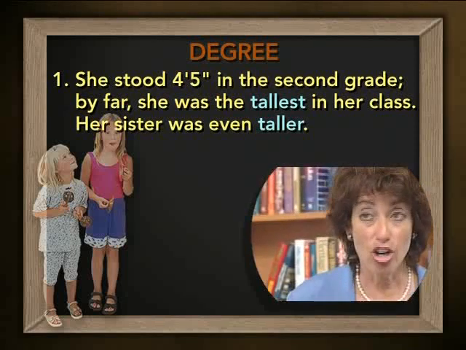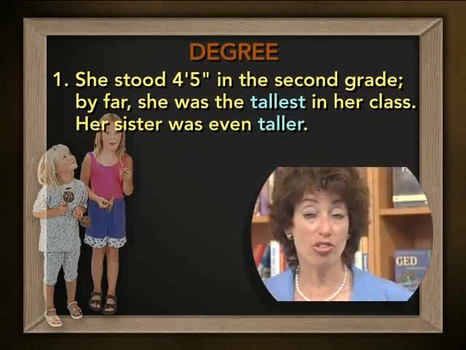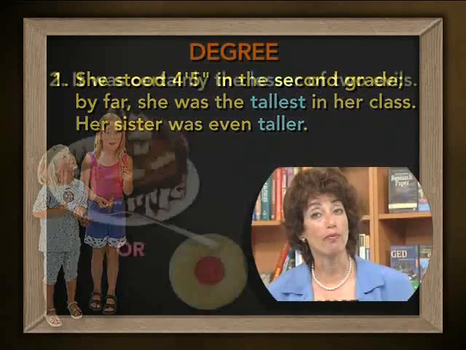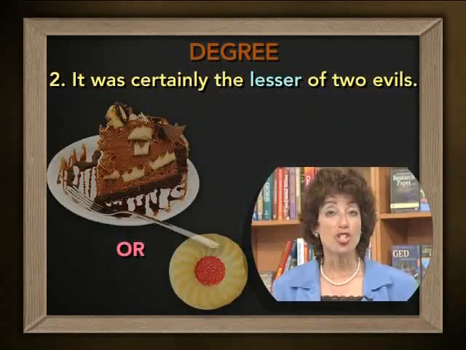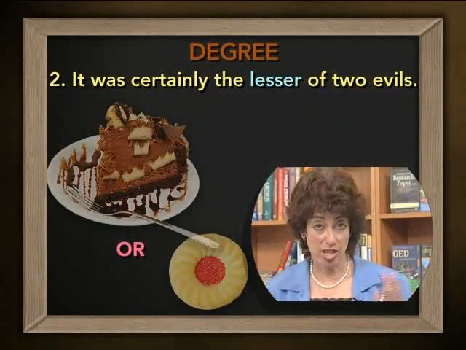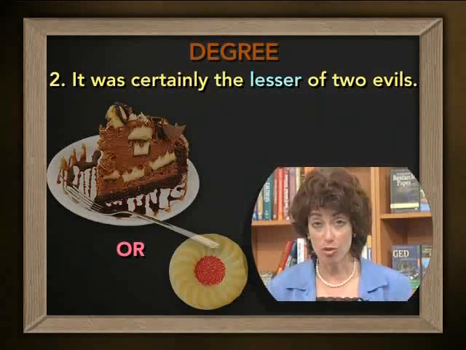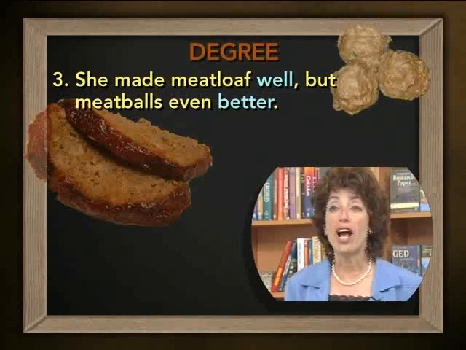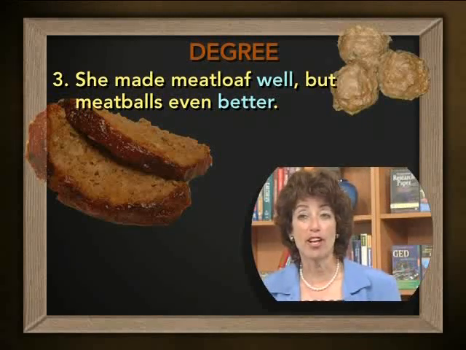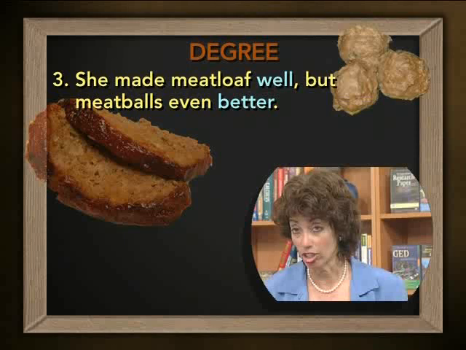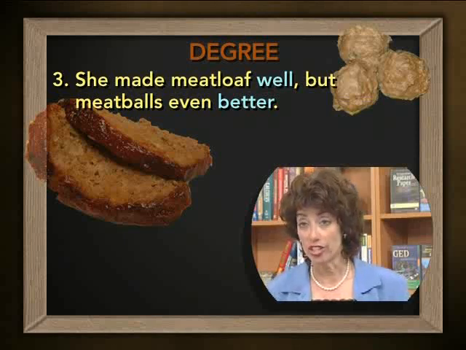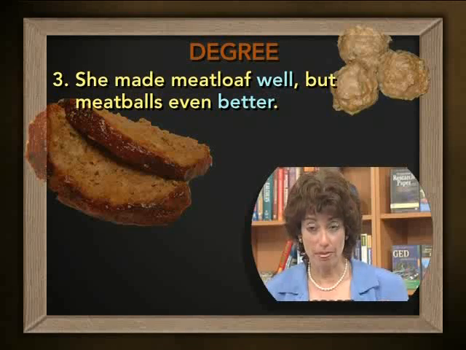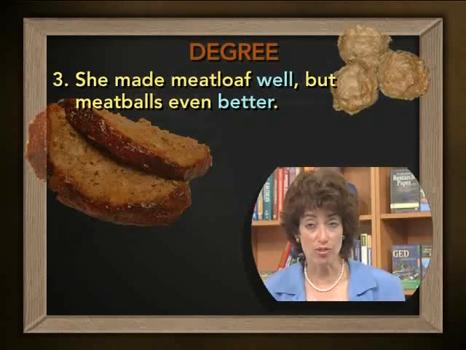Now then, I compare her to her sister. So I'm comparing 2 things. So now I have the comparative form. I'm saying taller. Number 2, it was certainly the lesser of 2 evils. So I have 2 things. I'm using the comparative. It's ER. She made meatloaf well, but meatballs even better. Now I have an irregular because I'm using the word good. I've got well and I've got better. I use the irregular forms.